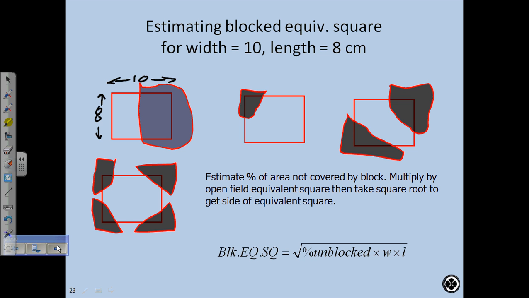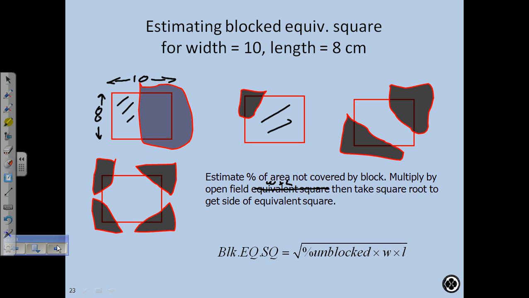Estimate the percent of area not covered by the block. So that's this area not covered by the block. Multiply that percentage by the open field width times the length, and then take the square root to get the side of the equivalent square of the block field. I changed that. All right, so let's do one. Let's look at this one.